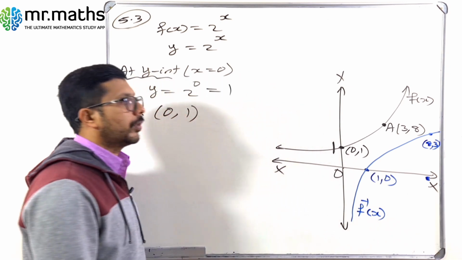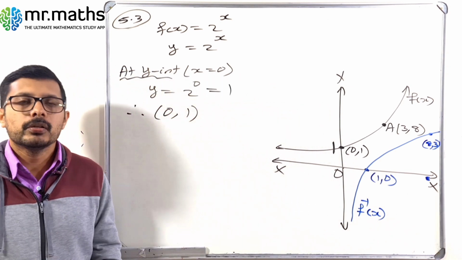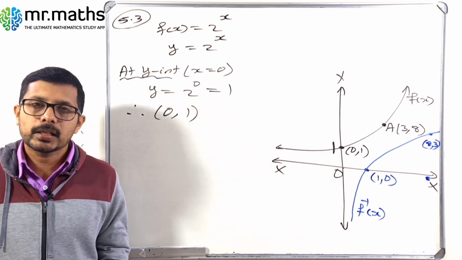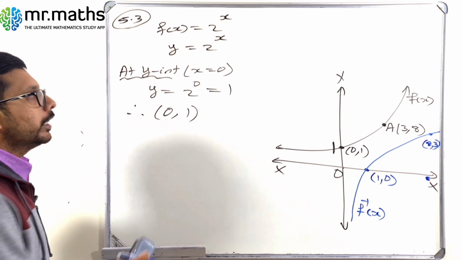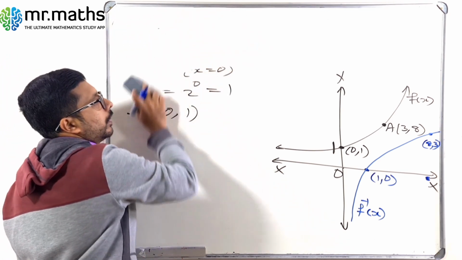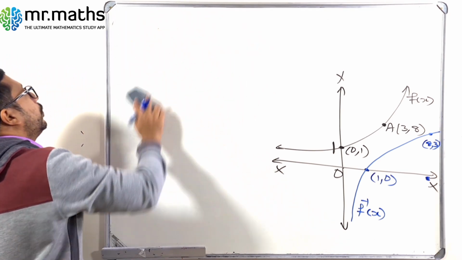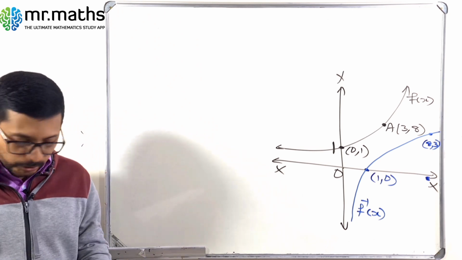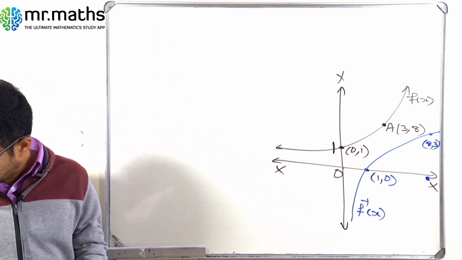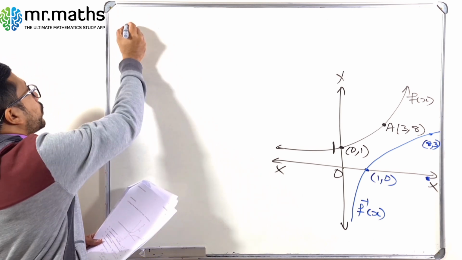That is question 5.3. Okay, you have to draw f inverse. So you have to swap x and y. Okay, then plot the points, then the graph. Okay, now let's move to the next question, 5.4. Question number 5.4.